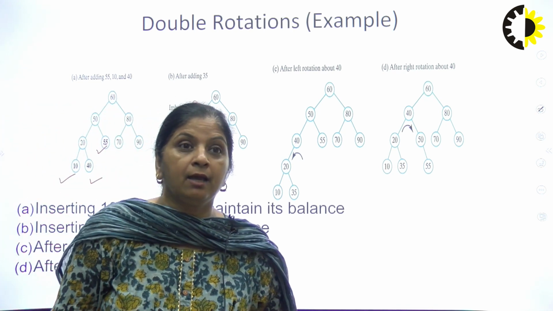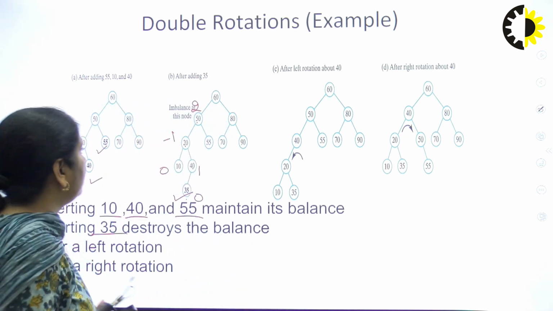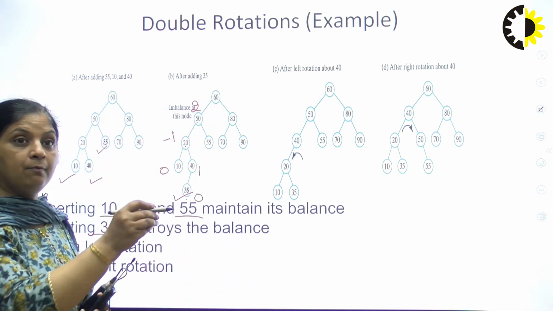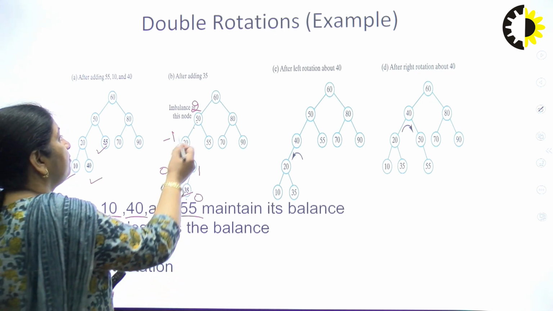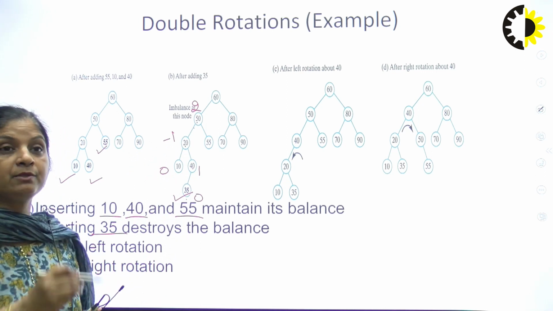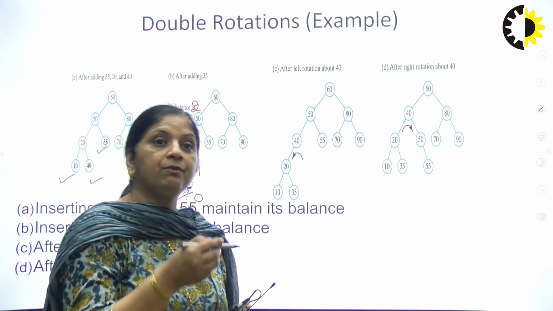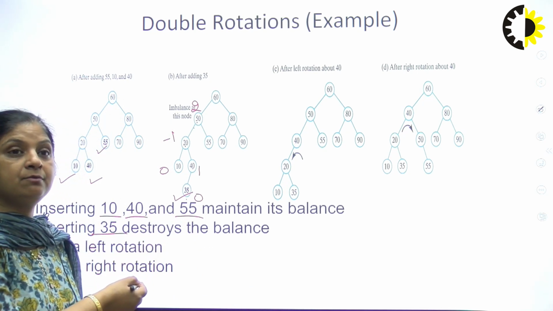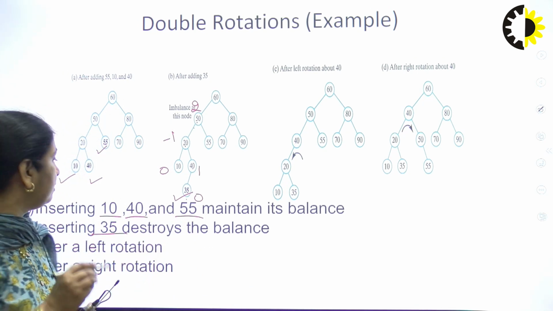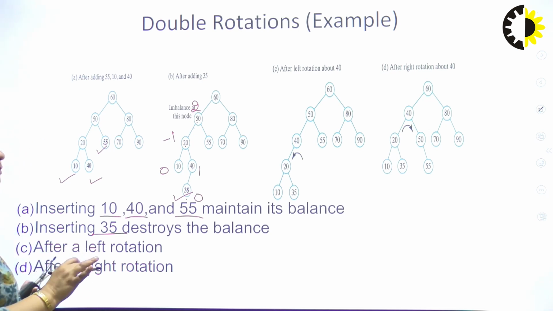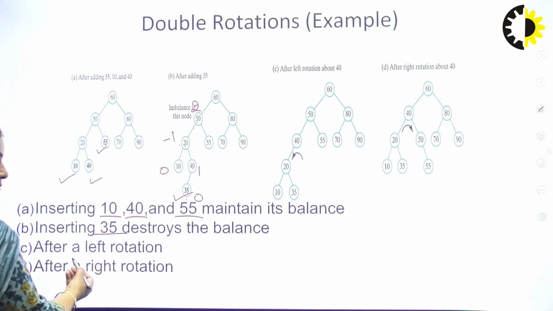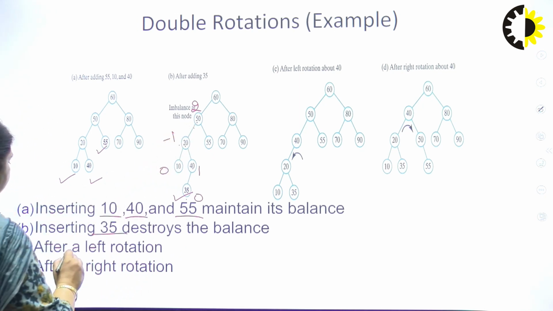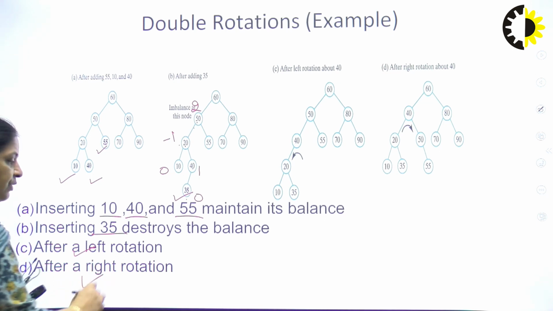So disbalancing happened. For the 50 node, the balance factor is positive, and its left child is having the opposite sign, that is minus. Positive and left is minus, opposite, so we need a double rotation. Because its left child is negative and it is positive, firstly we will do a left rotation and then a right rotation. What did we do on that slide?